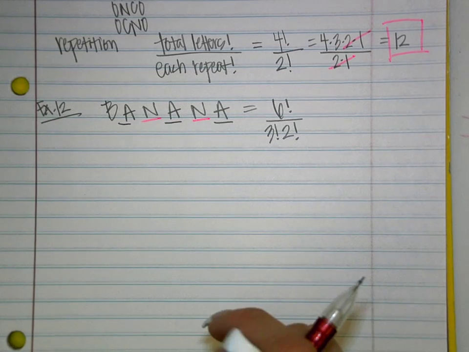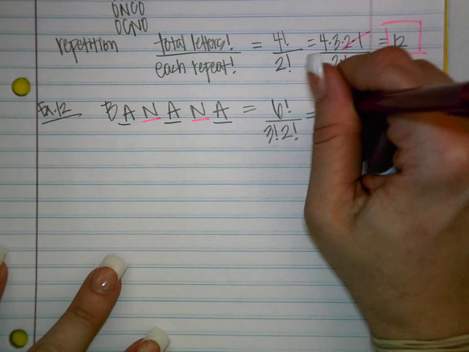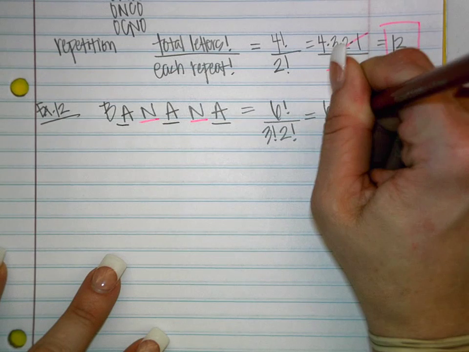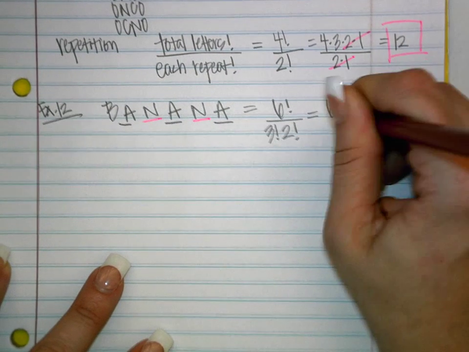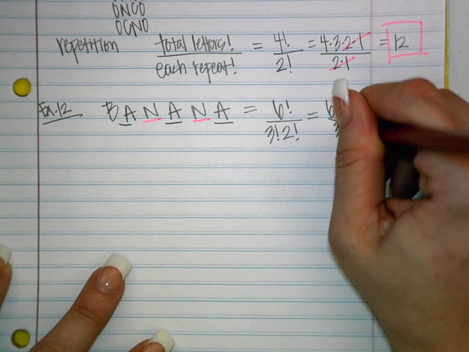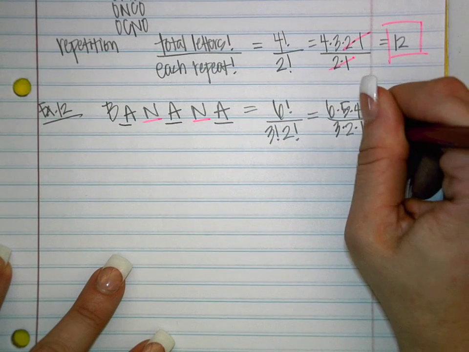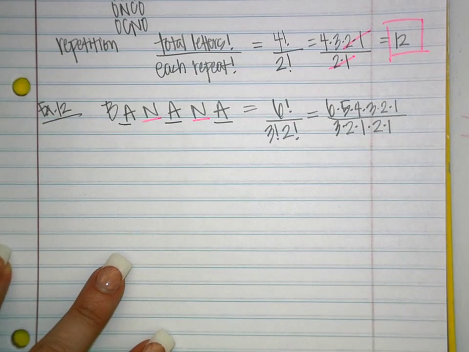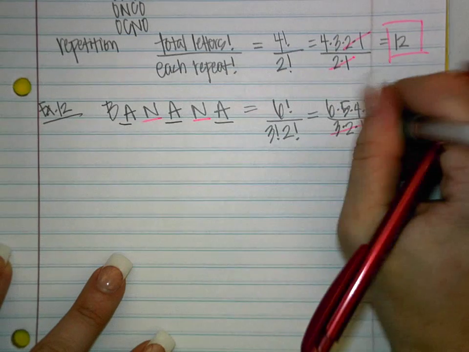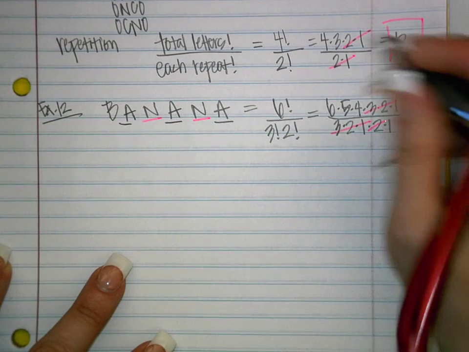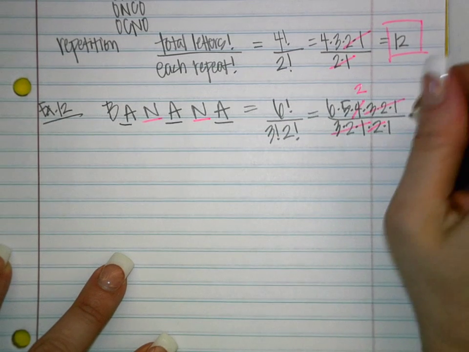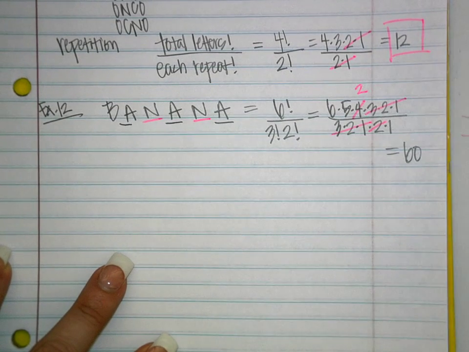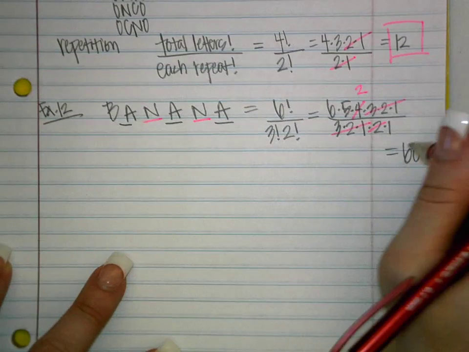So when you work this out, we have 6, 5, 4, 3, 2, 1, divided by 3, 2, 1, multiplied by another 2 and 1. Cancel out what you can. And this will give you 6 times 5 times 2 is equal to 60. Make sure you look on the website for this last one because it's kind of important.